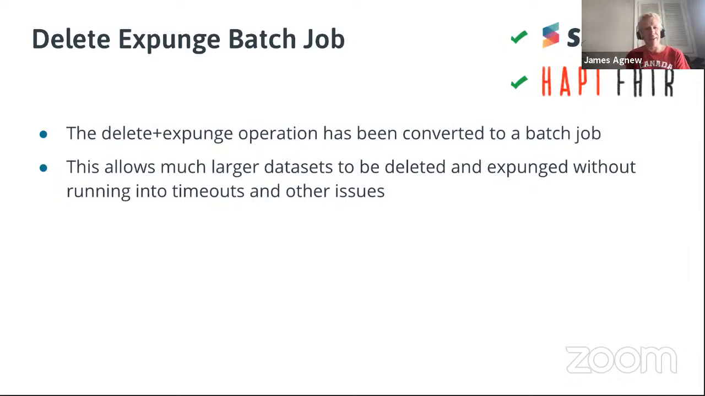And we have for a while now supported what we call delete and expunge, which is a mechanism for doing both a FHIR delete and an expunge over one or more resources, potentially quite a few resources, as a single operation that does both of those things. That operation has been converted to be batch aware as well. So now if you've got massive amounts of data to delete and expunge, you can do that as a batch job, which really makes that a whole lot more scalable.